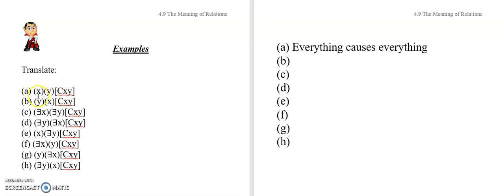So this means, everything x, pick anything you like out of your bag. That thing caused everything in the bag, including itself. So that's the interesting sort of thing there, and that's exactly what it means. Go ahead and try this one. What does this say?